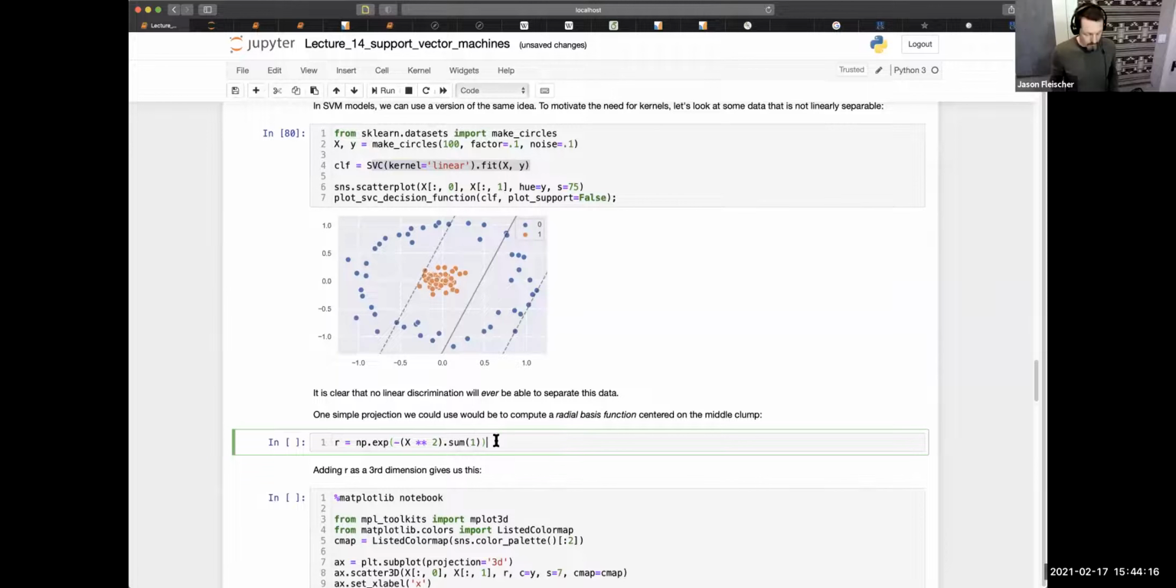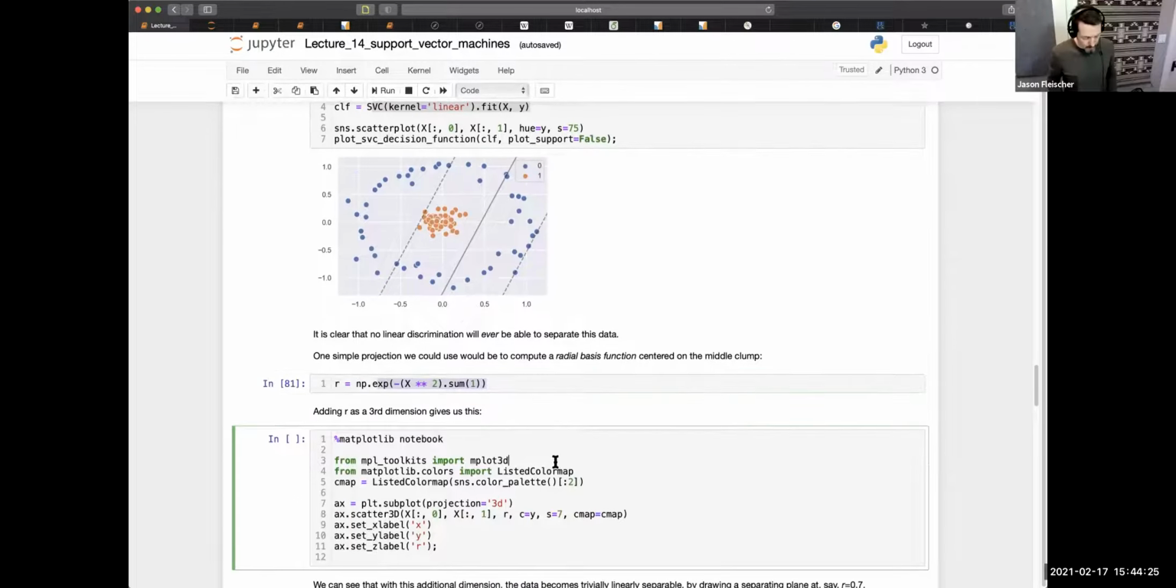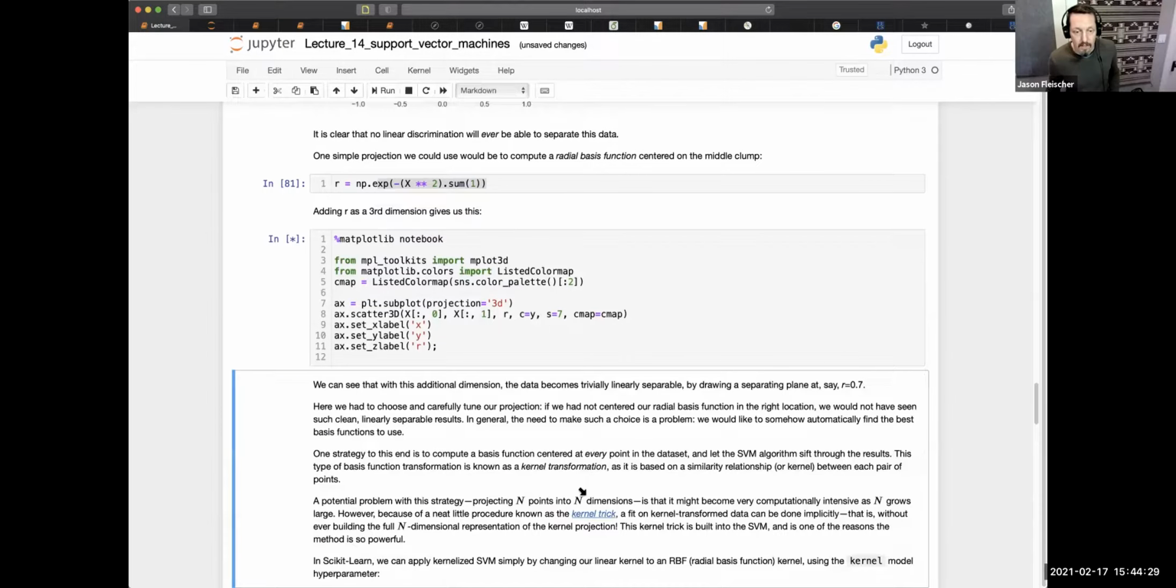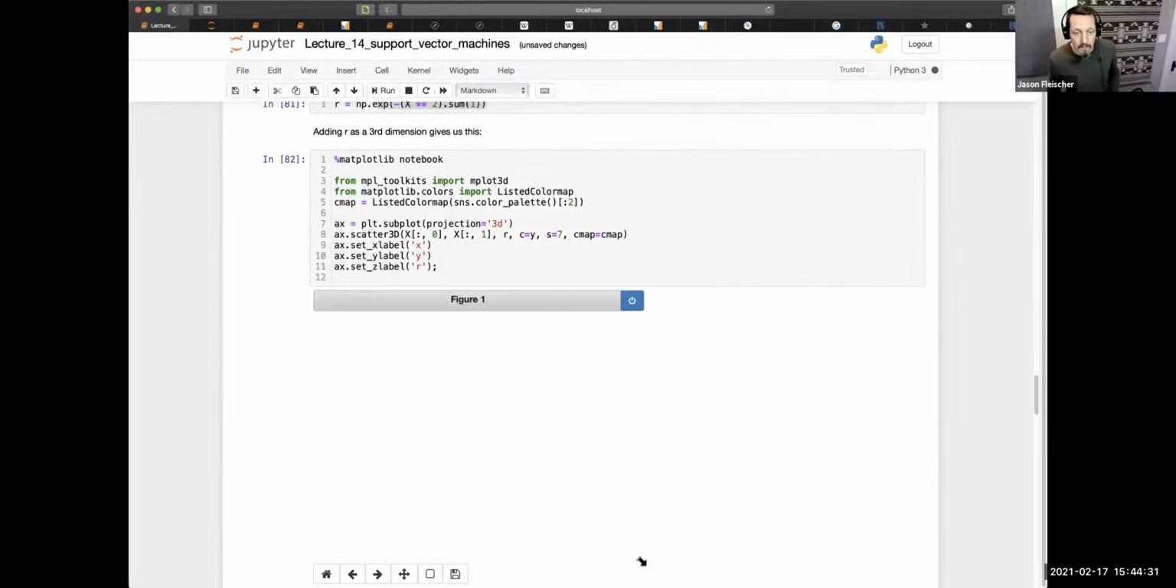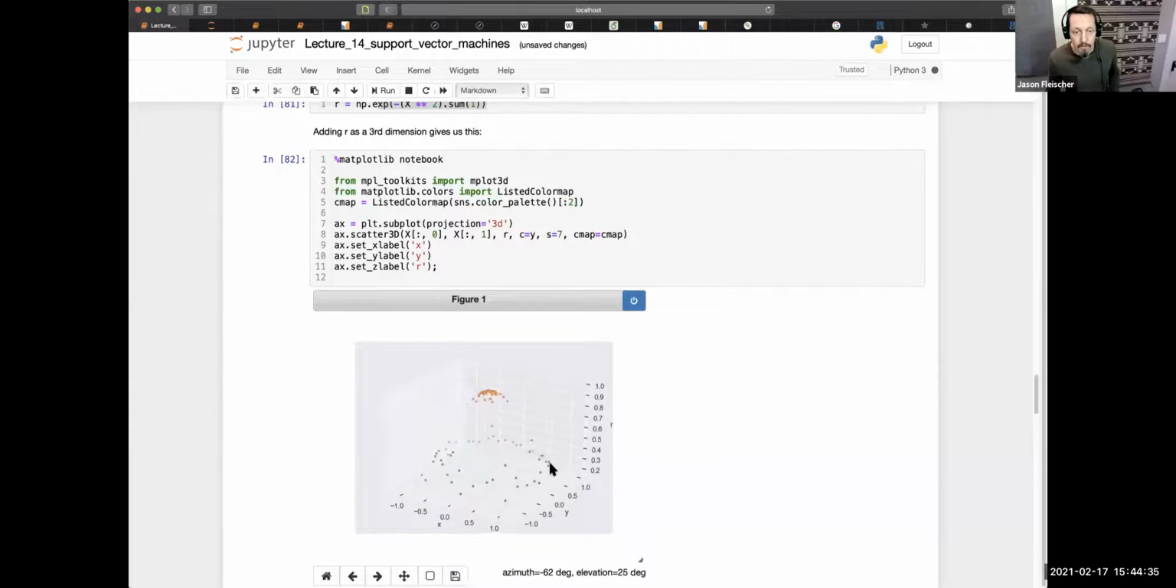So if we just create some vector, which is an x squared here, a polynomial projection at a third dimension, then we get this. Okay, let me make this just a little bit bigger for people to see. So we've created this third dimension, this r squared, and it has projected the orange data points upwards compared to the blue data points.